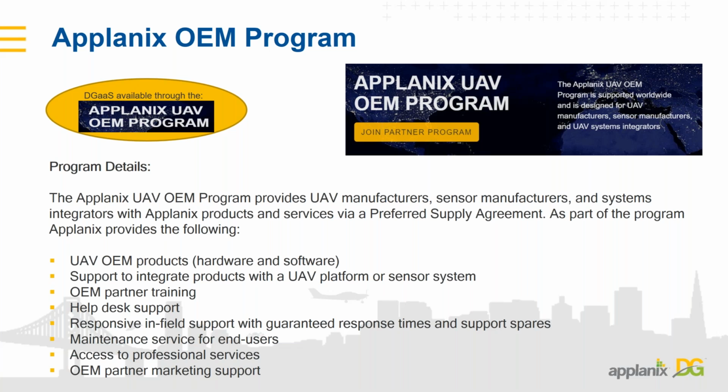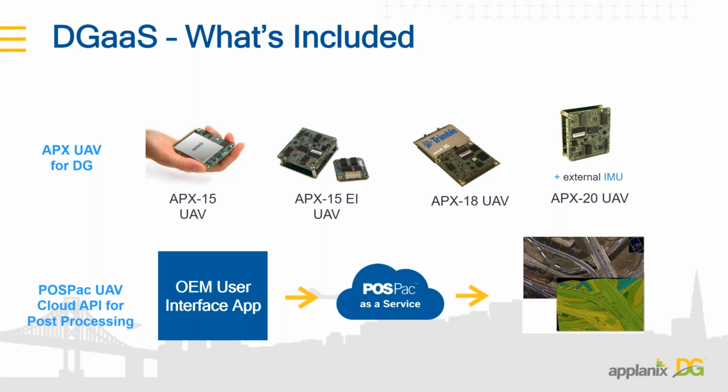And we provide training. We have a support desk. We basically provide response and spares for in-field work, maintenance service for end users, et cetera. So there's quite a number of different benefits that we have for our OEM program. And basically as an OEM supplier, these are the capabilities, these are the benefits and the services that we provide to our partners. Now let's just dive a little bit more deeply into what direct georeferencing is as a service.